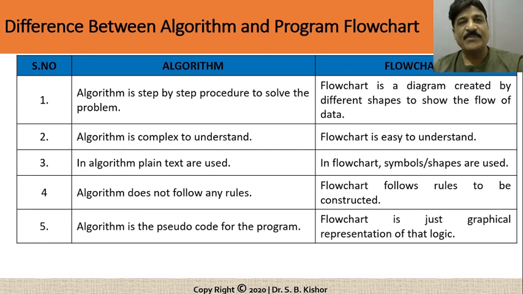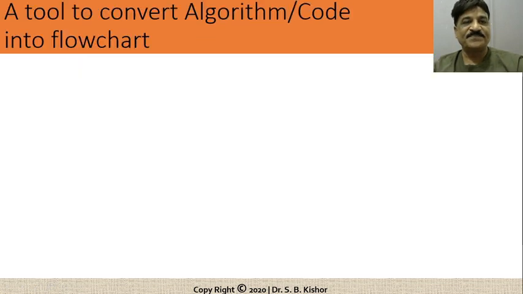If you want to accept a value, you must use an input-output box. If you want to perform a certain calculation, then you must specify what? A process box itself. It means we are following certain rules and regulations while drawing a flowchart. Then an algorithm is somewhat similar to the pseudo code while writing a program. A flowchart is simply a graphical representation of the problem that you are going to solve.